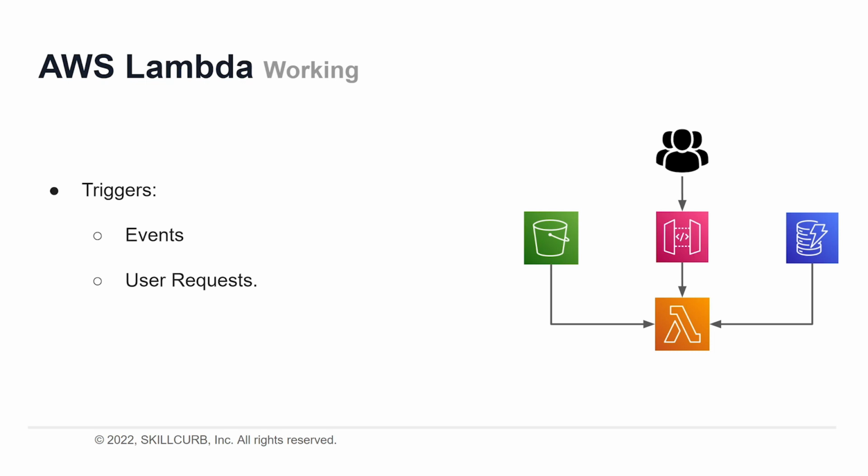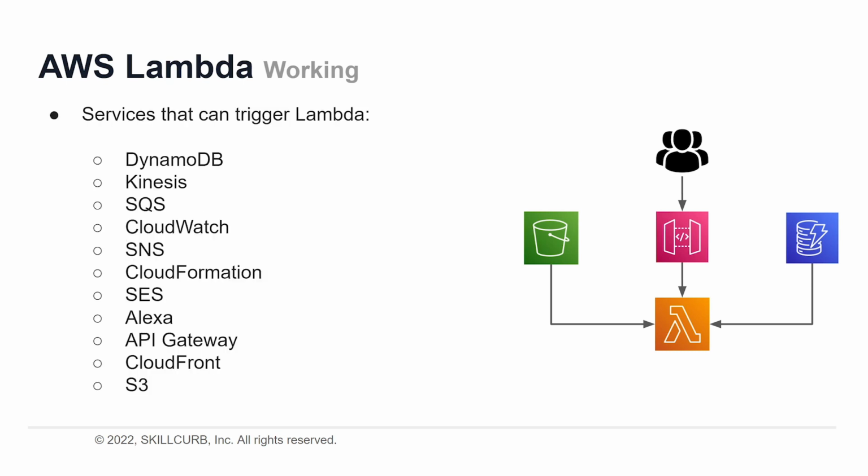These triggers may be events or even user requests. These are some of the 200 services that AWS Lambda can be triggered by.